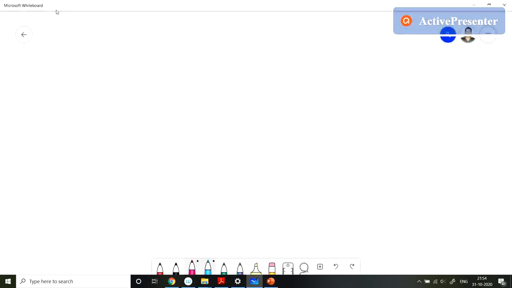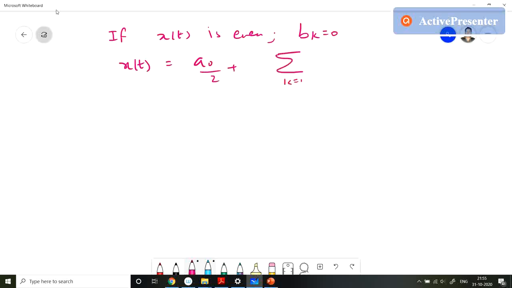Now further we can see that if x(t) is even, then bk is obviously equal to 0, so x(t) is written as a0/2 plus summation k = 1 to infinity of ak cos(k omega0 t).